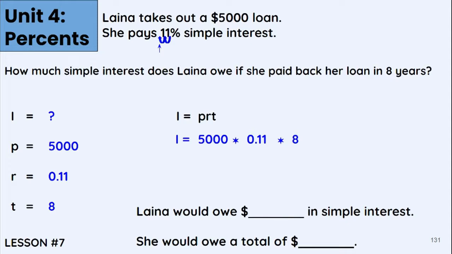All right, you should have found out that Lena owes $4,400 in interest. Lena would owe $4,400 in simple interest. So how much would she owe total? Well, she took out a $5,000 loan and she took 8 years to pay it back at an 11% interest rate. So after those 8 years, Lena actually owes $9,400 for that loan.